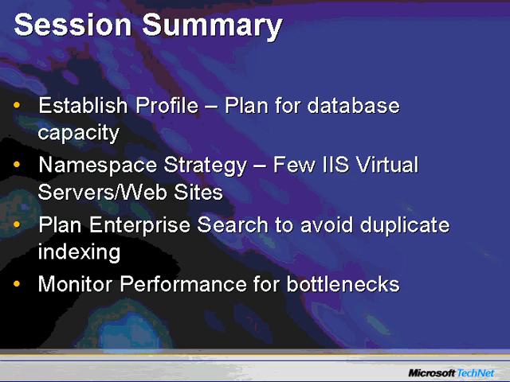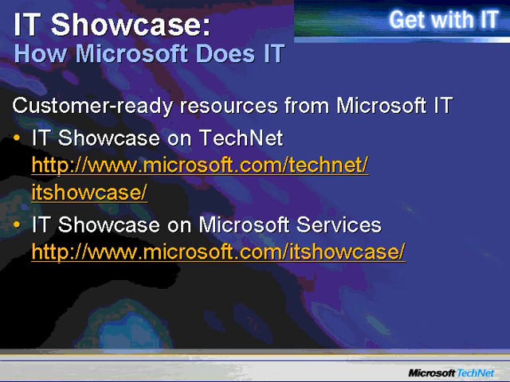So let me summarize. Establish a profile for your company and plan out the database capacity. Namespace strategy: I went over and over the IIS virtual servers. You can keep those numbers few, and it's really your namespace strategy that will probably drive your virtual server strategy, those websites. Enterprise search: plan ahead for how you're going to be indexing the content inside your company so that you can avoid duplicate indexing or having other environments indexing the same information you're indexing. And monitor the performance. There are bottlenecks out there, but if you monitor for them, there are plenty of workarounds for addressing those. And there are showcase resources, more white papers around other products that IT has put out. I recommend checking out those links as well.